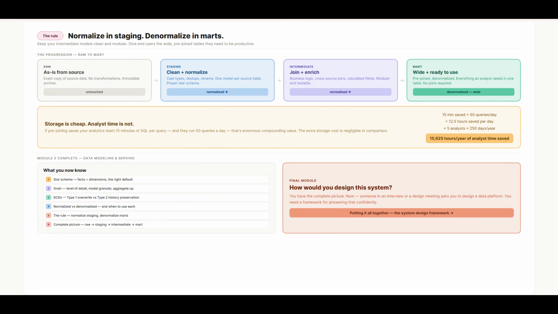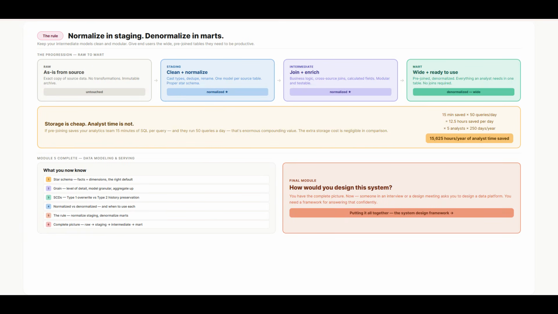Storage is cheap, analyst time is not. If pre-joining saves your analytics team 15 minutes of SQL writing per query and they run 50 queries a day, that's enormous value. So now you have a complete picture from raw data arriving at your ingestion layer, all the way through to clean, well-modeled tables your analysts and ML teams can actually use. The last module is about pulling all of this together because at some point you're going to be in an interview or in a design meeting and someone's going to say, how would you design this system?